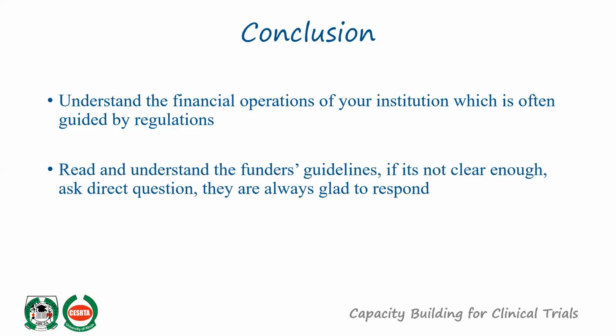If it's not clear enough, ask direct questions. They are always ready to respond. And that is a fact. They are always ready because what they want is results. They want the best out of the clinical trial, the grant they are giving out. So they are always ready to respond to questions. So anytime we develop a budget and we have issues or it's not clear enough, the best thing is for us to call them directly or send an email: can you clarify this area?